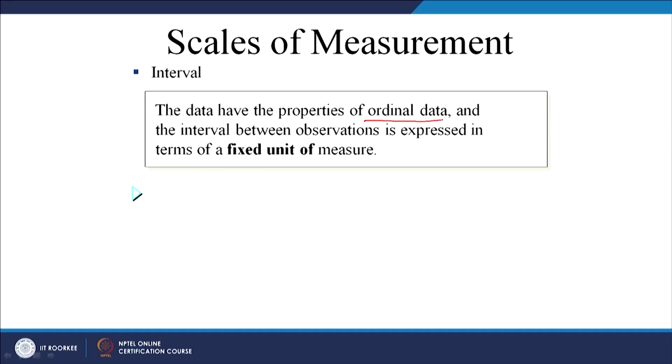Let us look at the interval scale. The interval scale will tell you how much more of a characteristic a student has compared to other students, which was not possible in the case of a rank order scale. So, in the case of an interval scale, the data have the properties of ordinal data, of course, and the interval between observations is expressed in terms of a fixed unit of measure.